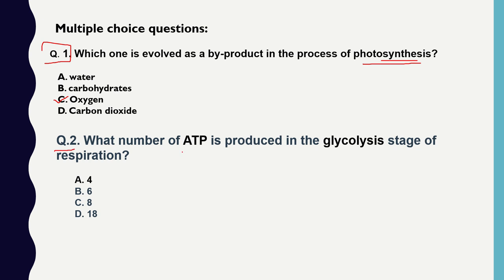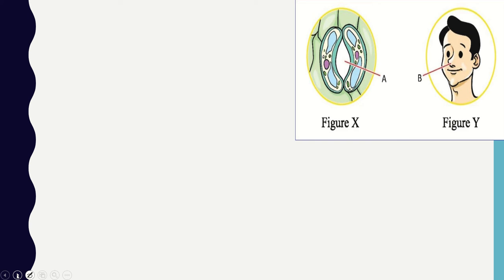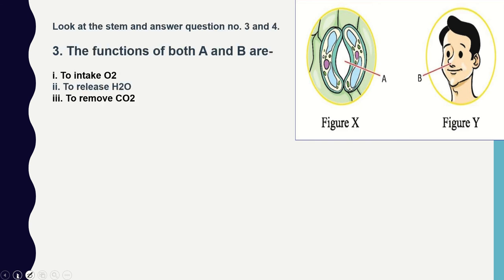Another question, number 2: what number of ATP is produced in the glycolysis stage of respiration? That is 4 ATP. So you need to check the glycolysis process, then you can find the answer.